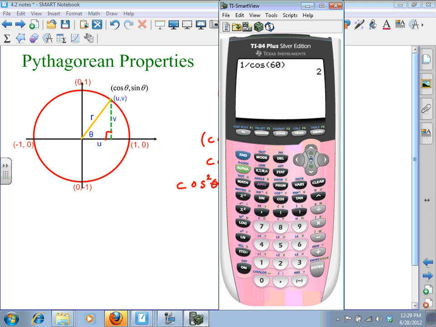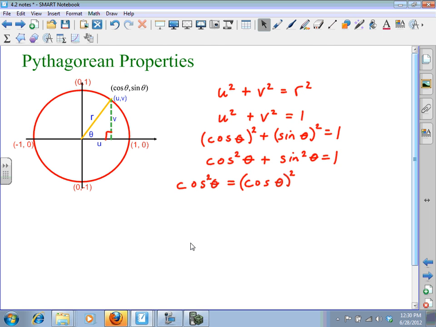On your calculator, when you put in cosine 60, remember cosine of 60 is 1/2, square that. That's how you square it on your calculator, and I should get 1/4, which is 0.25. So that's the calculator notation for doing cosine squared theta. Okay, so we have this expression. Let me copy that down here. This is the first basic Pythagorean property.